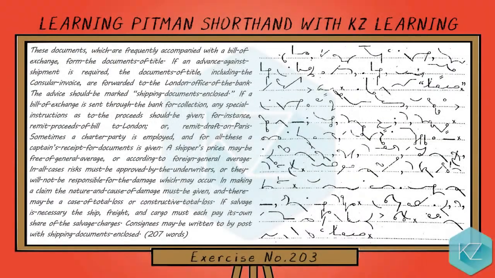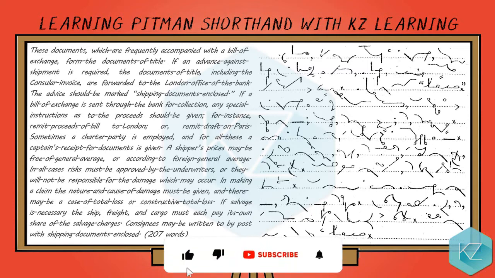Exercise number 203. These documents, which are frequently accompanied with a bill of exchange, form the documents of title. If an advance against shipment is required, the documents of title, including the consular invoice, are forwarded to the London office of the bank. The advice should be marked shipping documents enclosed.